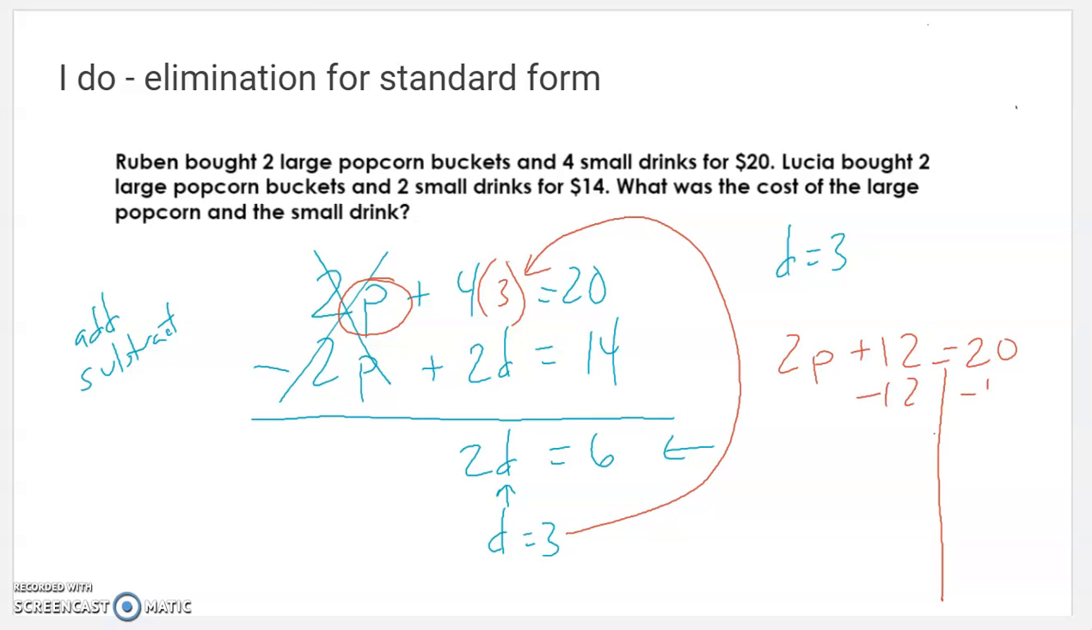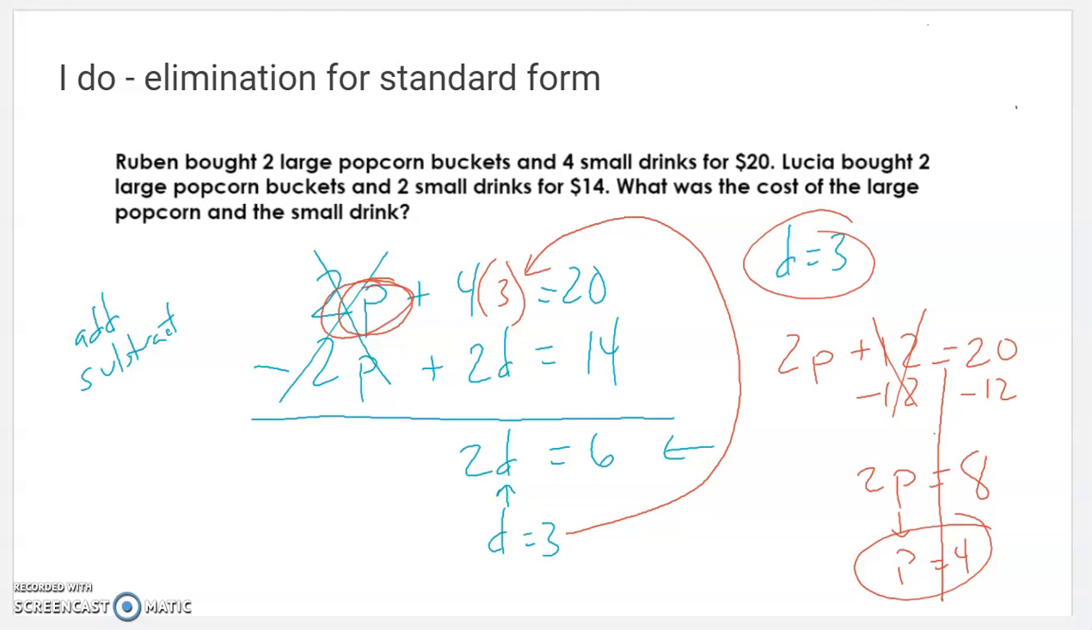So I would take 12 away from both sides. That's eliminated. 2p equals 8, and now I can tell that p equals 4. Now I've got my full solution. Pretty fancy, right? You combine the equations to get rid of one variable, and then once you know one, you use that to figure out the other.